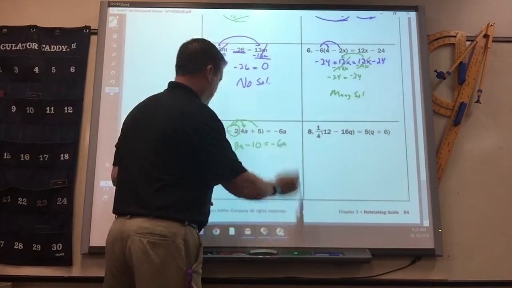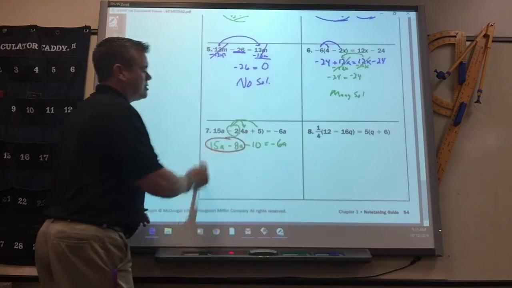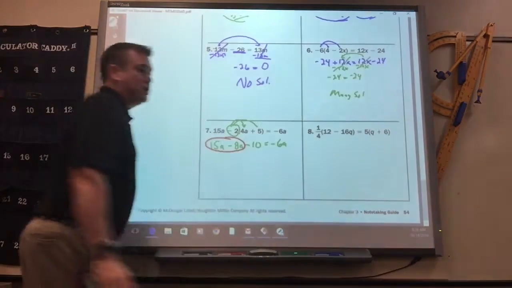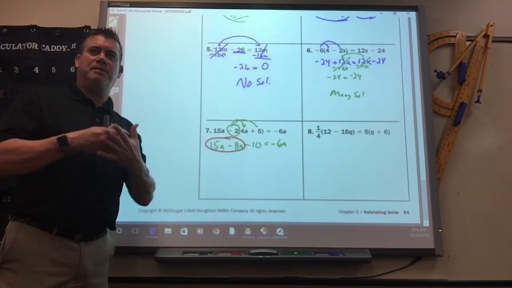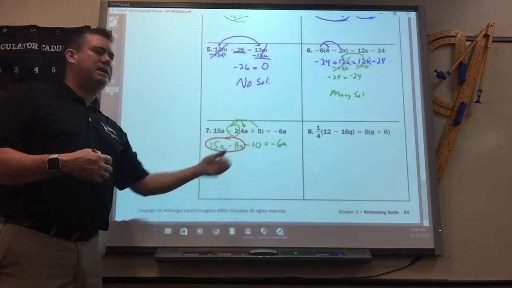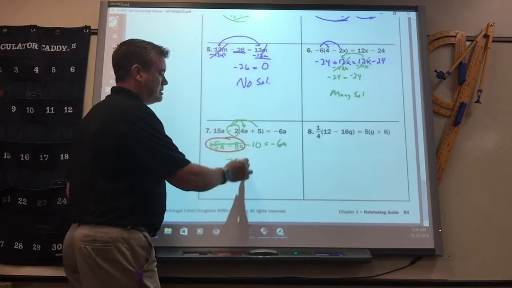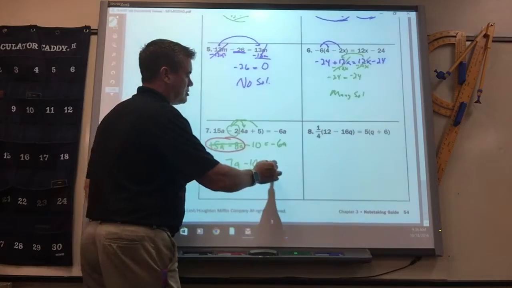Equals negative 6a. Now on this left side, these two are like terms. So you can combine them. They're on the same side, so you just do the same thing. You don't do opposite. 15 minus 8 is 7a. Minus 10 equals negative 6a.